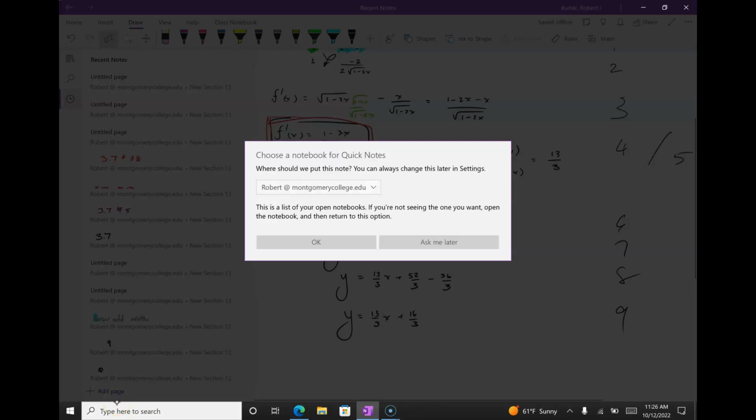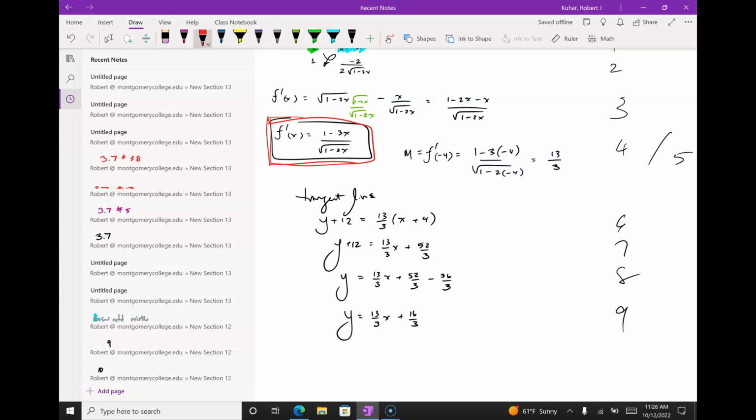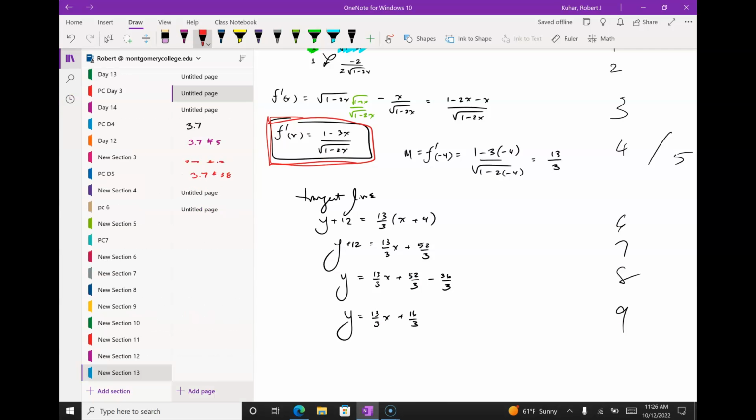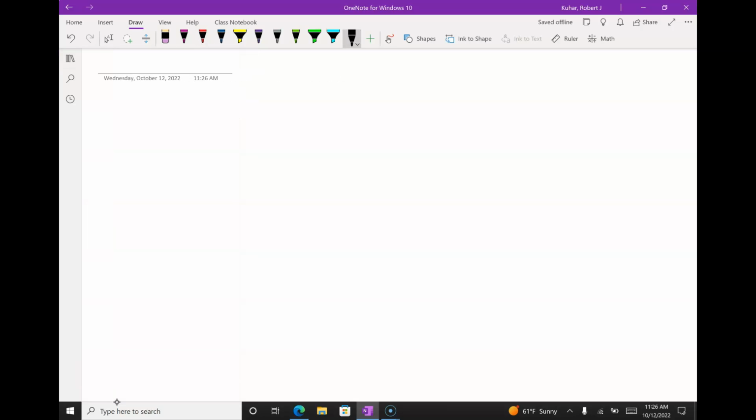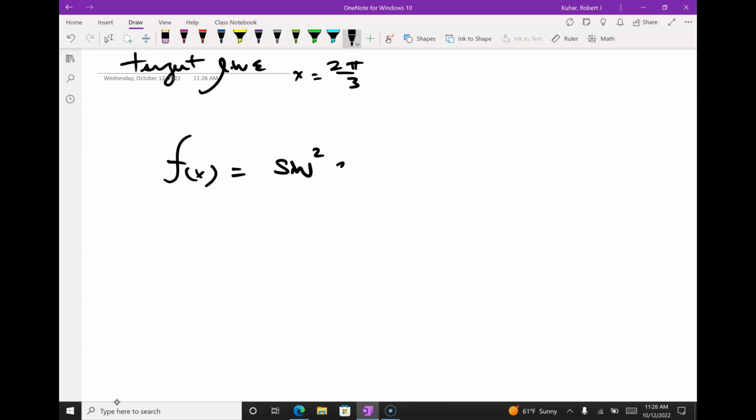So I like this one for the quiz Friday. Let's do another tangent line, let's say at 2 pi over 3. And let's let the function be sine squared of 2x. So before we start this one, what's the outside function here? The square, right?